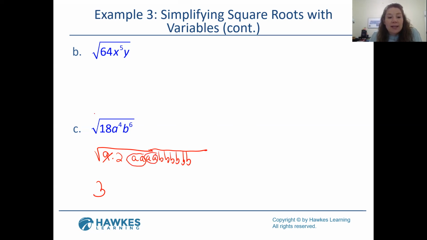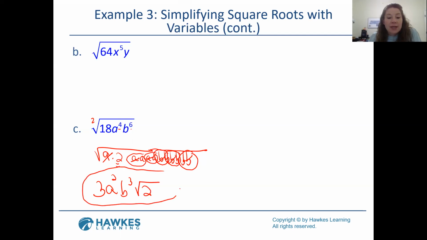We have 2 pairs of A's, and none of these exponents match, so we're good. We don't have to do any absolute value. So we get to pull out 2 groups of A's. Those are gone. And then for our B's, 1, 2, 3 groups of B's. And is there anything left under the radical? A 2. And that is the final answer.